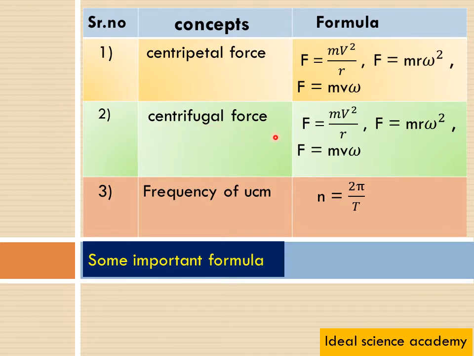Centrifugal force. F is equal to m v square upon r. F is equal to m r omega square. F is equal to m v omega, same as that of centripetal force. Centrifugal force has the same formula as the centripetal force. Frequency of UCM: the equation of frequency is n equals 1 upon T. This is the equation of frequency of UCM.